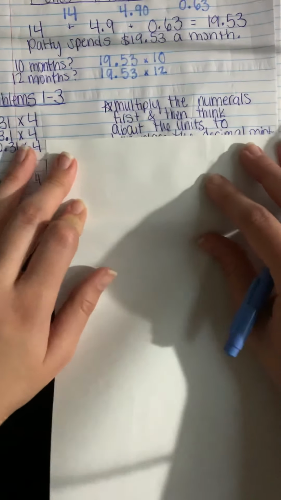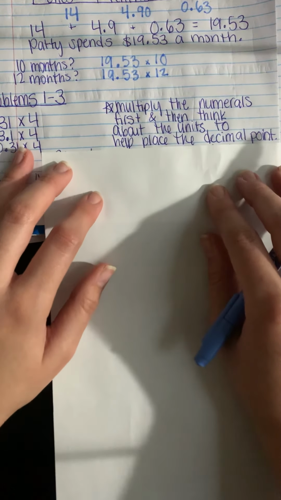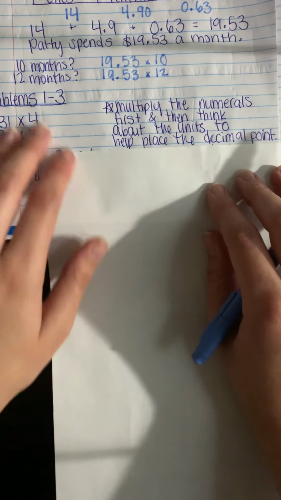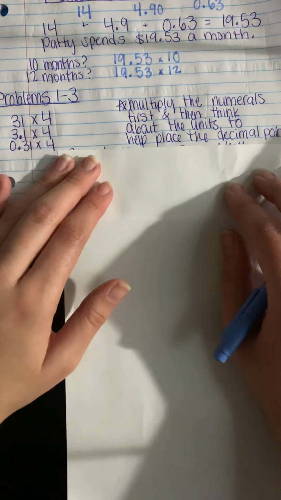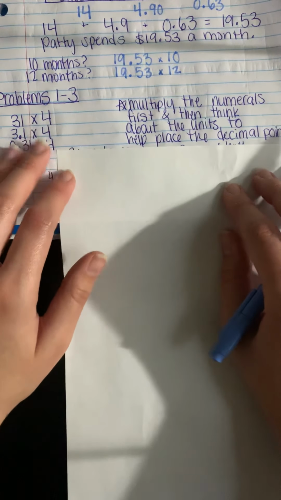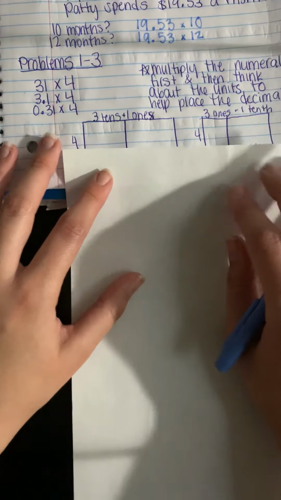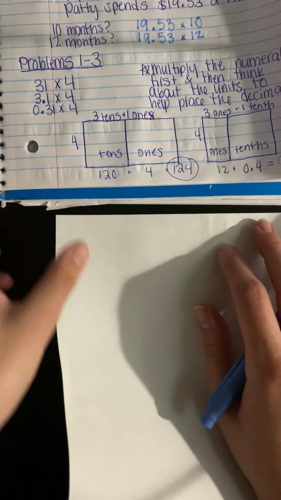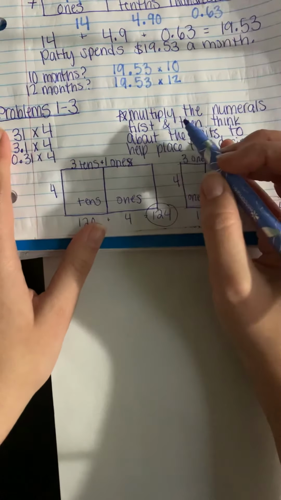So a little reminder is that you need to multiply the numerals first and then think about the units to help place the decimal point. In the past, you may have heard teachers say, ignore the decimal. Then you go back and think about where it makes sense to place the decimal. To illustrate this, I went ahead and made our charts, our matrices, or area models.